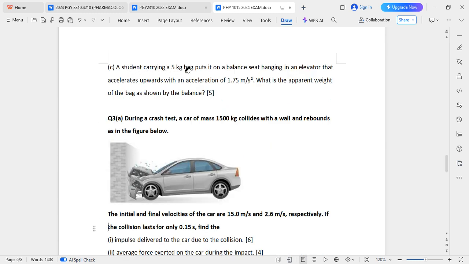A student carrying a 5 kg bag puts it on a balance scale hanging in an elevator that accelerates upwards. What is the apparent weight of the bag? Now this is something here. It is in an elevator. This elevator is accelerating upwards.